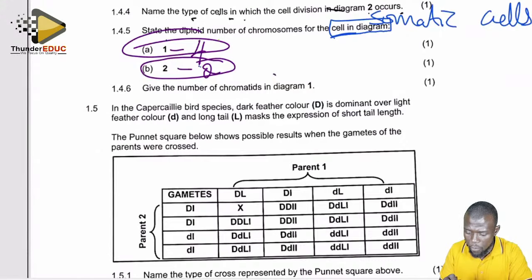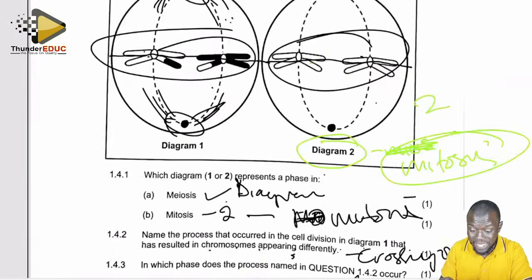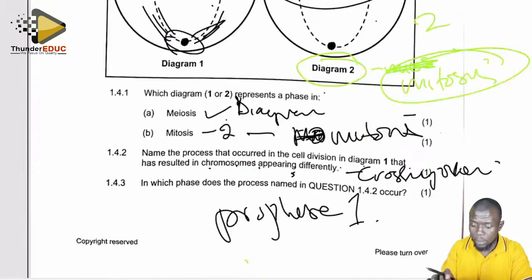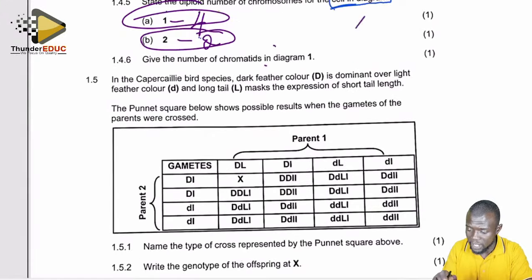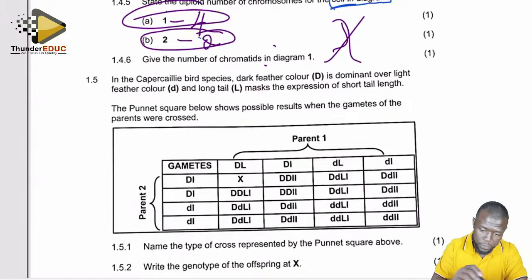And give the number of chromatids in diagram 1. What I see is 1, 2, 3, 4. So remember, each chromosome is made up of 2 chromatids. It's 1.